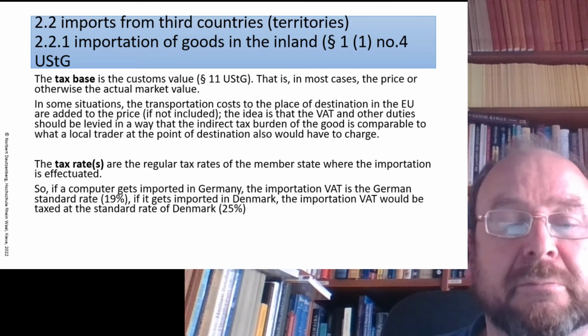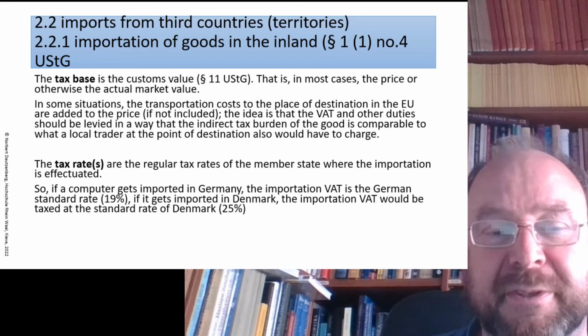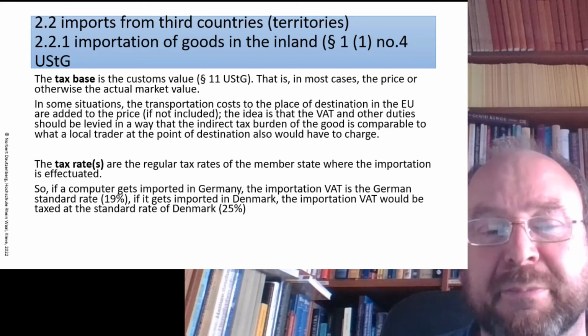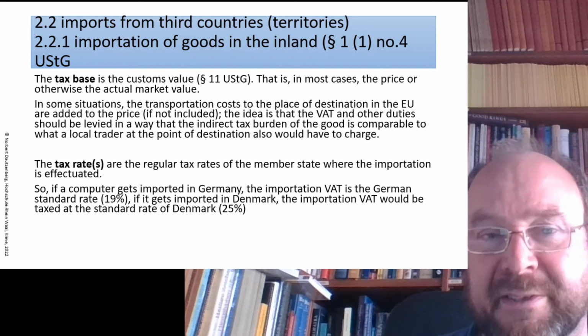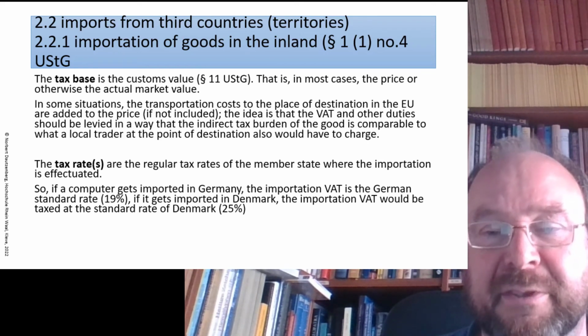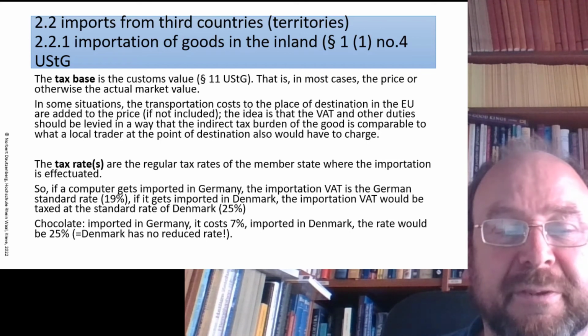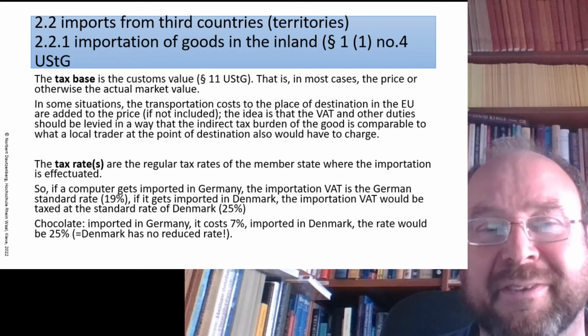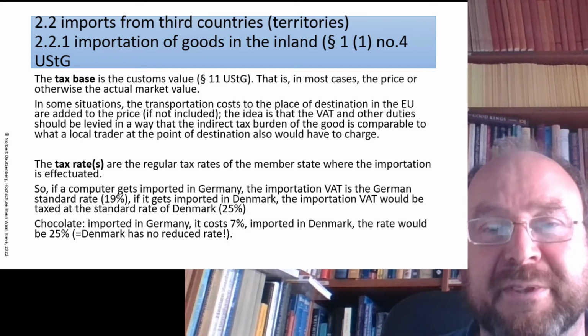So, yeah, it depends how high something is taxed on where it is imported. So, a computer imported in Germany would be 19%. The same computer imported in Denmark, then the importation VAT would be taxed at the rate of Denmark, 25%. It would really make a difference. For example, if you import chocolate to Germany, it's 7%. In Denmark, the same thing would be 25%.